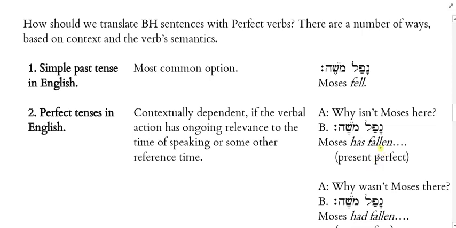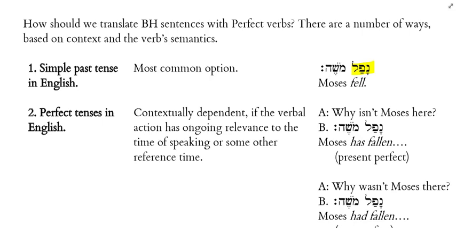So if we take the verb nafal, which is one of your new verbs in this chapter, so you'll look in your vocabulary list, you'll see nafal, we have the sentence nafal Moshe. Perfect of nafal, fell, Moses, subject. So Moses fell. A simple past time English verb will be a standard way to translate these.